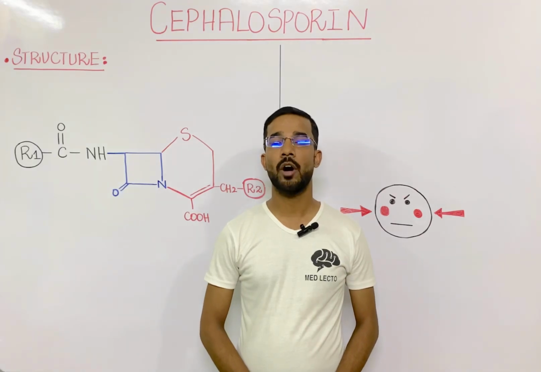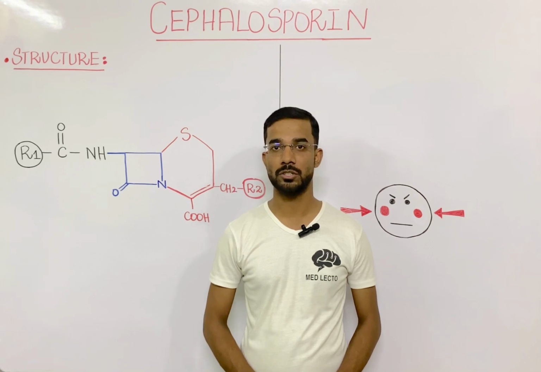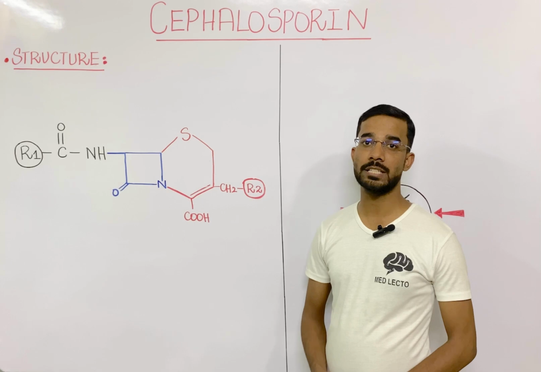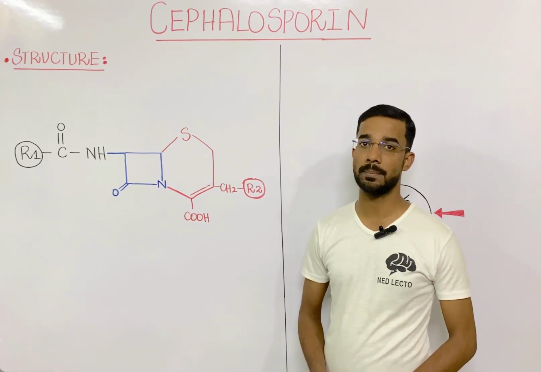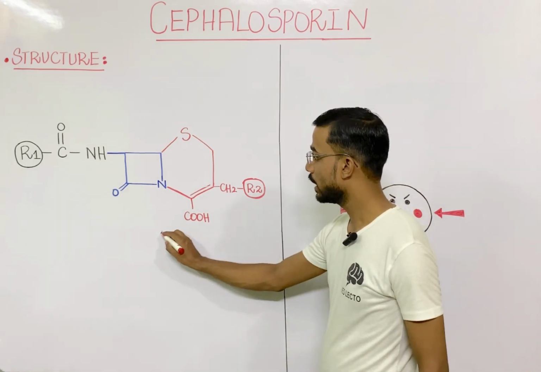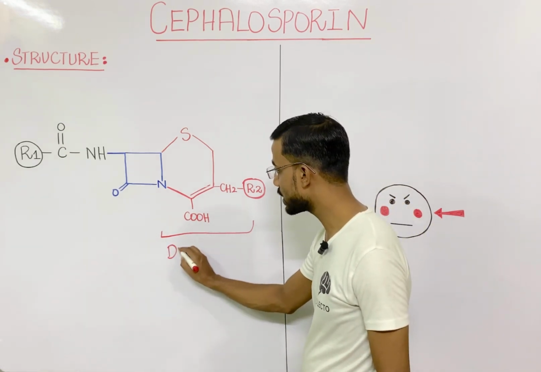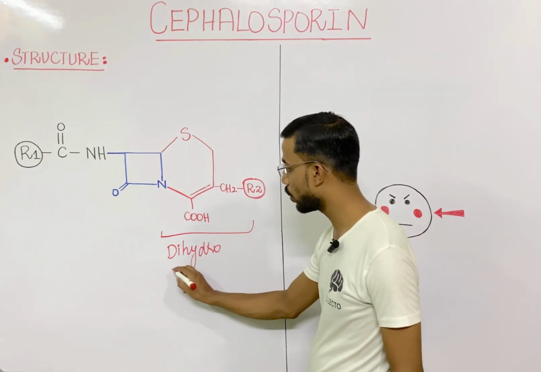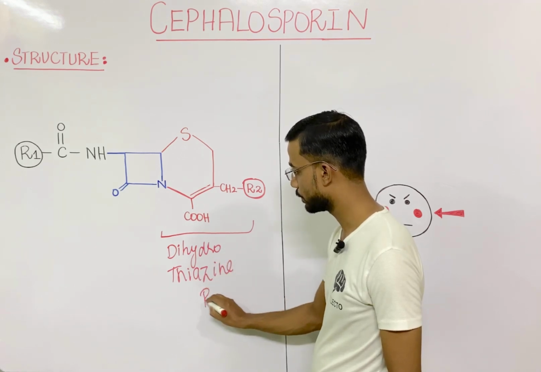In this lecture, we are going to discuss the structure of the cephalosporins and the production of the cephalosporins. So let's get started. As we know, cephalosporin is basically an antibiotic and it has three most important components. The first component is the dihydrothiazine ring.